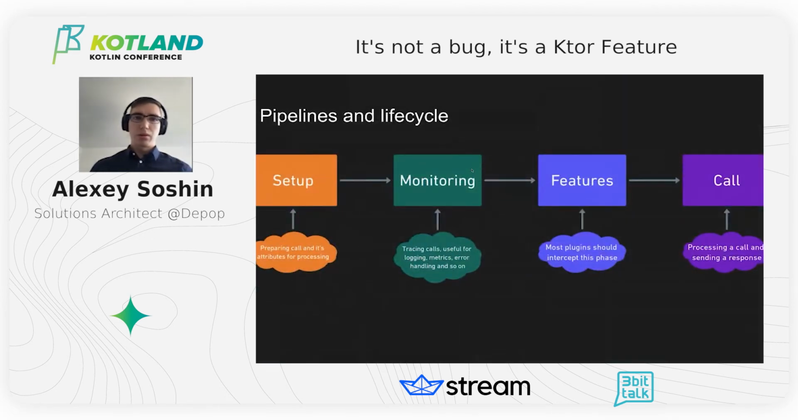So a request in Ktor has a life cycle, and this life cycle is represented by an object called a pipeline. In the pipeline for the server, we have a setup phase where Ktor prepares the call for us. Then we have a hook for monitoring. Then all the parsing features kick in. And finally, we have the call phase.